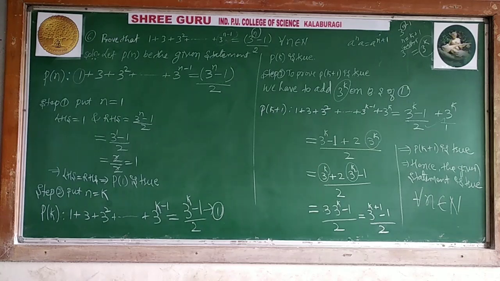Step 3: to prove P of k plus 1 is true, we have to add the addition term, which depends upon the last term of the given LHS side. The last term is 3 to the power n minus 1, in the right corner you can see. N I can replace with k plus 1; k plus 1 minus 1 cancels to 3 to the power k. So the addition term is 3 to the power k. On the basis of that I am adding 3 to the power k to both sides. Later you can simplify. The thing is you have to concentrate.